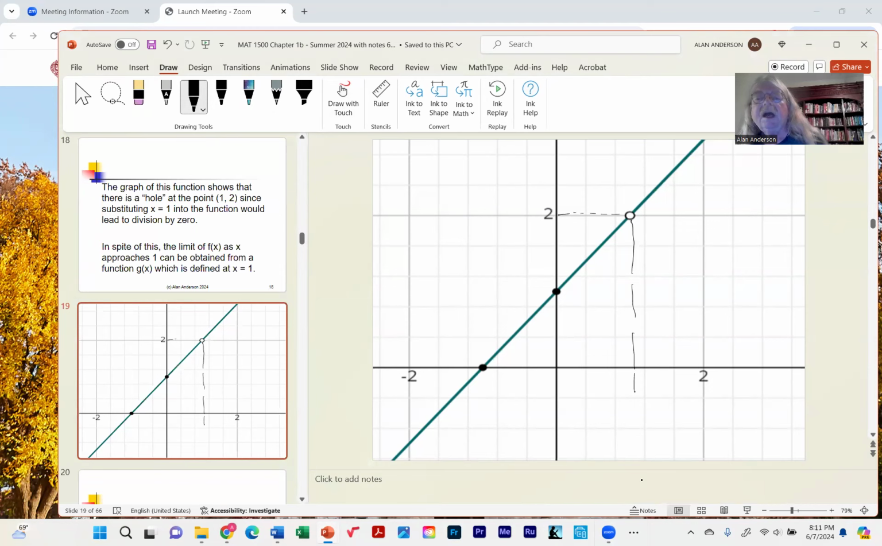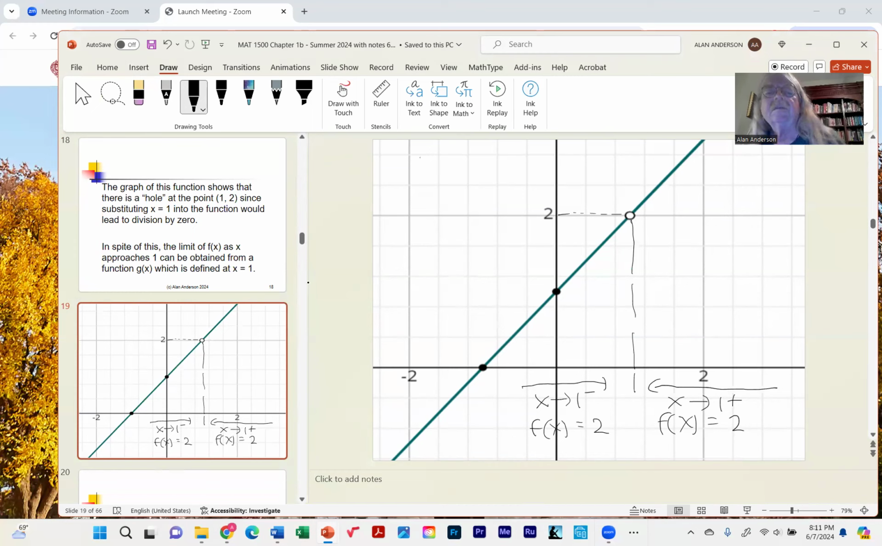Okay. On the other hand, as we've already seen, as x approaches 1 from the left, the function approaches 2. And as x approaches 1 from the right, the function approaches 2. So it means that, as we've seen in a previous example, the limit as x approaches 1 of f of x is just 2.